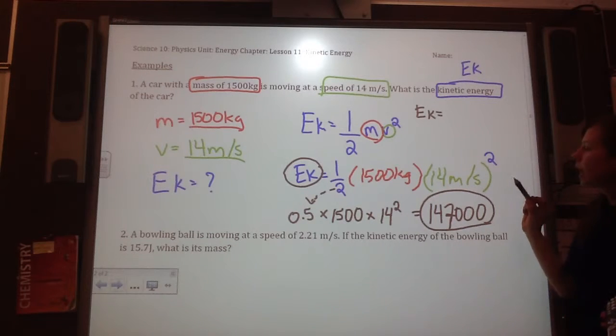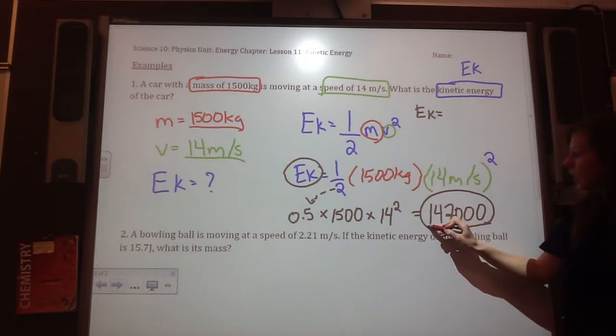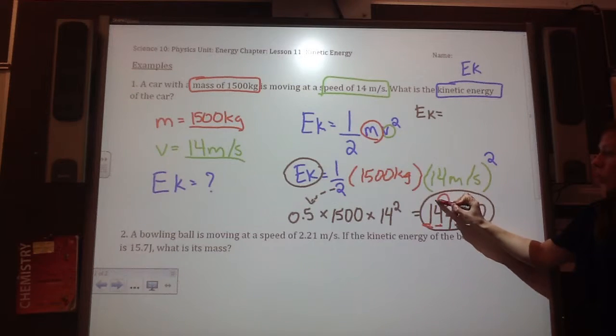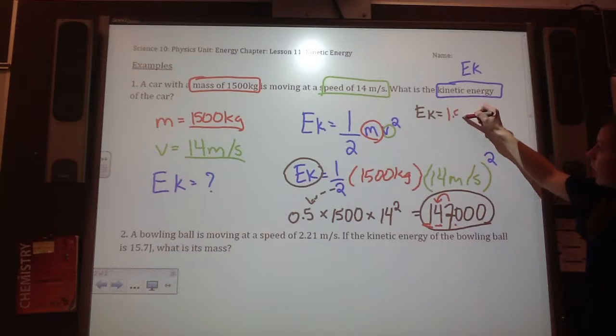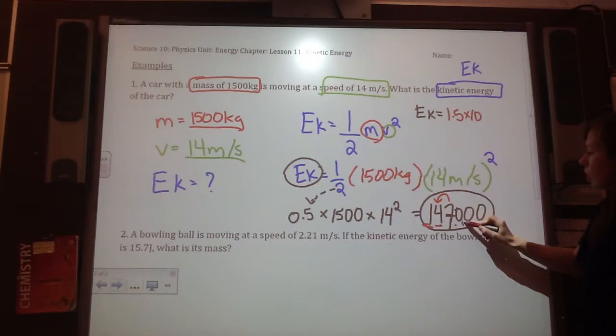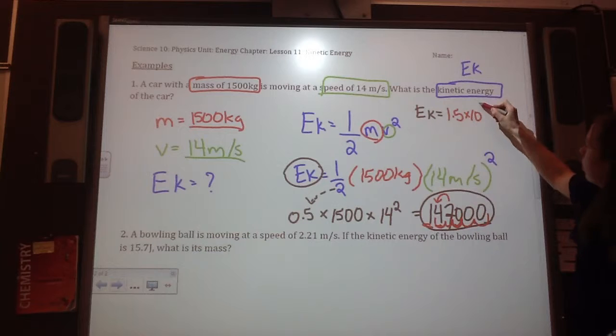I'm only allowed 2 sig digs. So 1 sig dig, 2 sig digs. This is greater than 5, so I round up. So I'm left with 1.5 times 10 to the power of 5 joules.